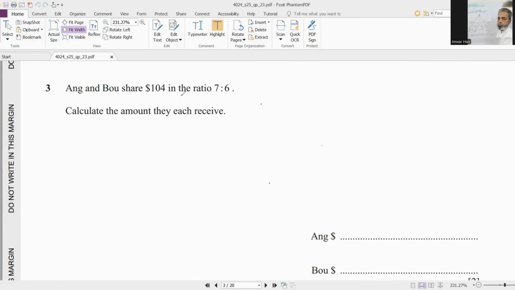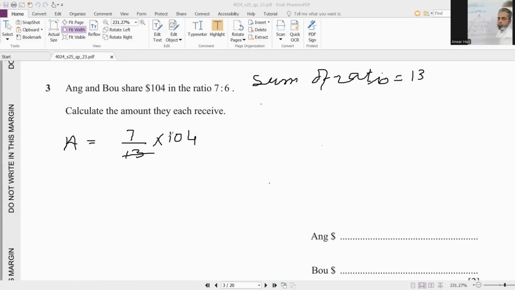Ang and Bo shared money in the ratio 7:6. First, find the amount they receive each day. So sum of ratio equals 13, and share of Ang is 7 over 13 multiplied by 104. 13 8s are 104, 8 7s are 56, and Ang gets $56. And for Bo, 6 over 13 multiplied by 104. 13 8s are 104, 6 8s are 48. That's it for this question.